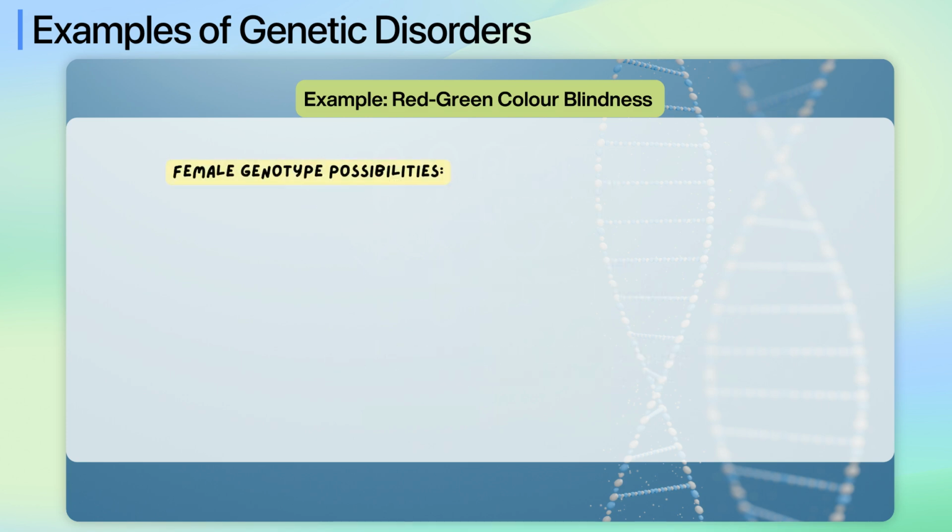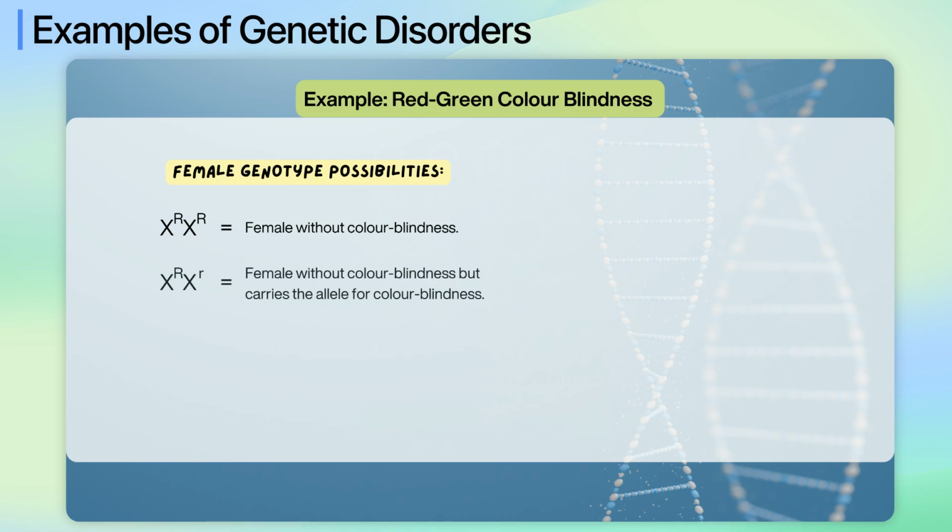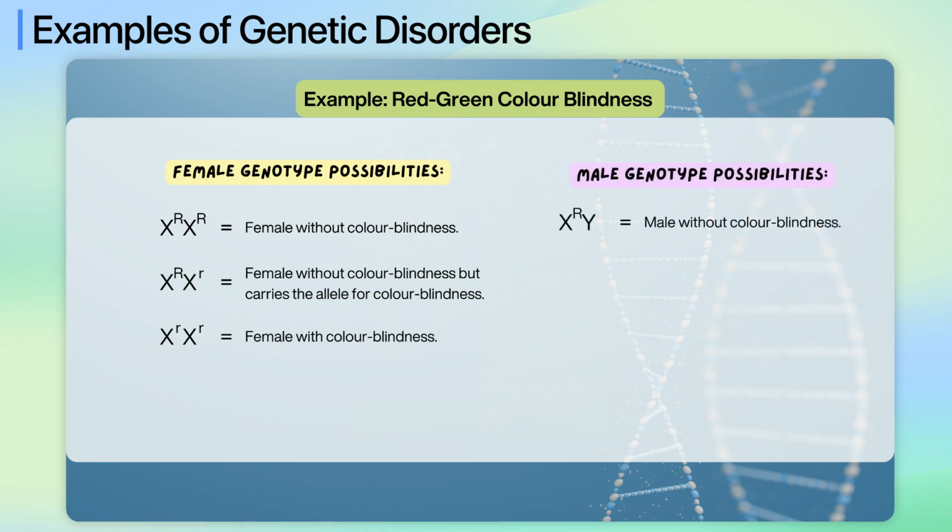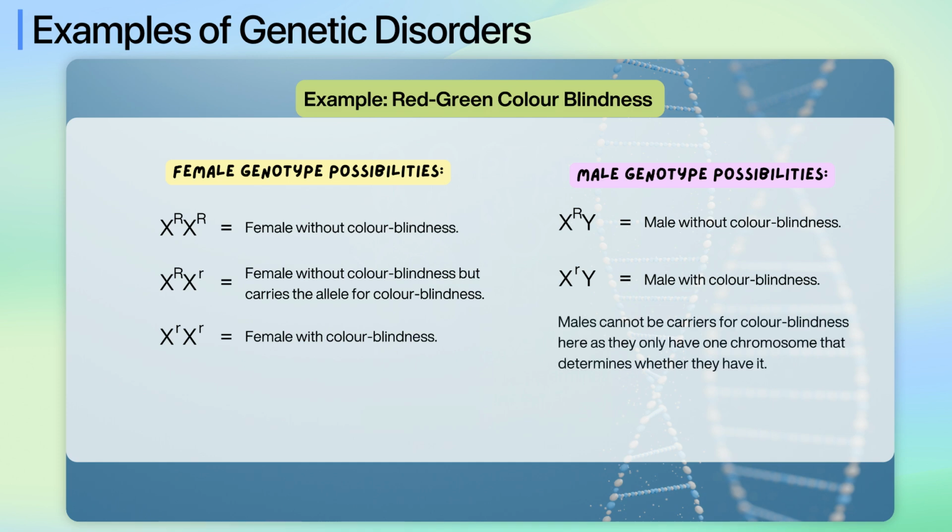There are 3 possible genotypes for females. X^R X^R, the 2 dominant alleles, which is a female without color blindness. X^R X^r, 1 dominant and 1 recessive allele, which is a female without color blindness but carries the allele for color blindness. X^r X^r, the 2 recessive alleles, which is a female with color blindness. There are only 2 possible genotypes for males. X^R Y, the dominant allele, which is a male without color blindness. X^r Y, the recessive allele, which is a male with color blindness. As you can see, males cannot be carriers for color blindness here, as they only have 1 chromosome that determines whether they have it.